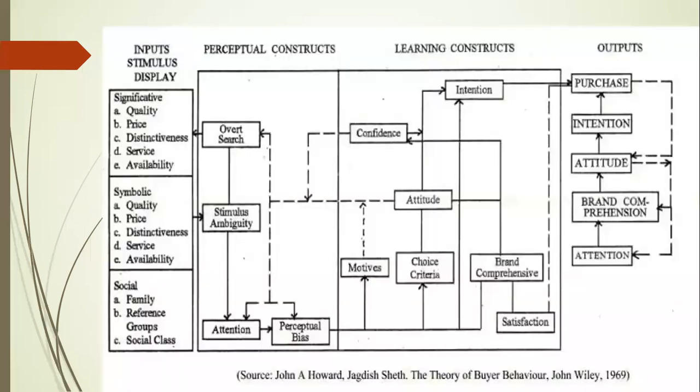Now coming to the model of Howard-Sheth. If we see here, we will find four aspects.